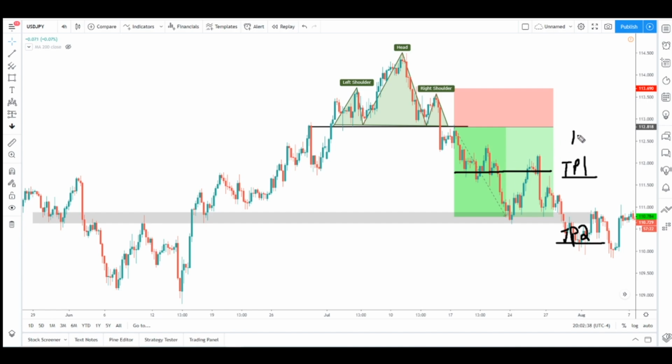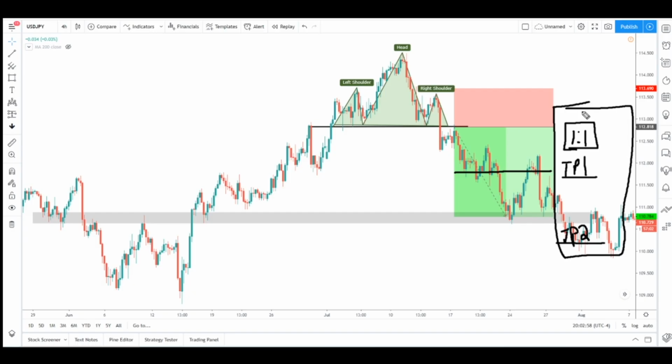You could put this one at a 1-to-1, right? That's something to think about. I know a lot of people who love this concept. They put a target at 1-to-1, and then they put a secondary target at the 2-to-1 or at their second level. Or they even let the trade run, and that's a whole other concept. So again, you have some options here to think about.